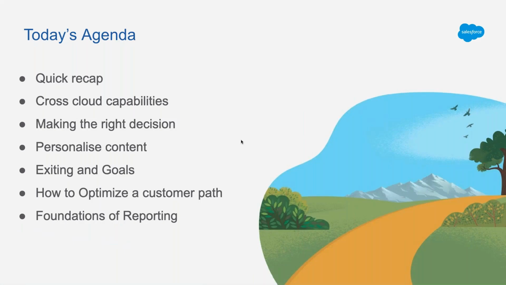In today's session, as Gilda mentioned, we're going to have a quick recap of last week. We're going to dive into some of the cross-cloud capabilities, how you can make the right decision for your contacts in Journey Builder, personalizing content, exits, goals, how to optimize a customer path, and we're going to have a quick look at some of the foundations of reporting before we dive into it in more depth next week.